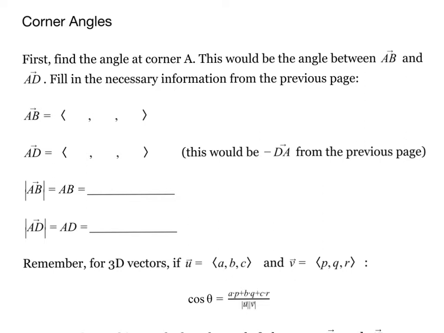So the first thing we're going to do is figure out the angle at corner A, or vertex A of the roof. And that's going to be the angle between vector AB, or edge AB, and AD. So the two edges of the roof that incorporate corner A. To start with, I'm just going to rewrite the components of those edge vectors that we came up with previously, I think on the last page. So this is just carrying those numbers forward.